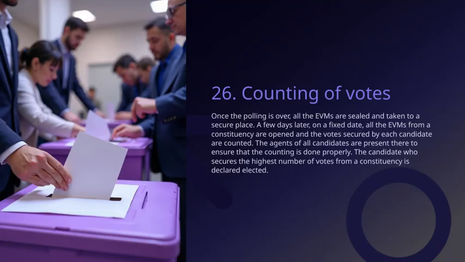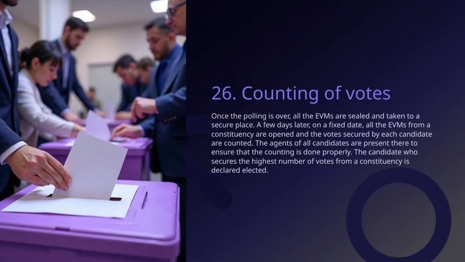Once the polling is complete, all the electronic voting machines, or EVMs, are carefully sealed to ensure the integrity of the votes. These sealed EVMs are then transported to a secure location where they are stored safely until the counting day. A few days later, on a predetermined date, the process of counting begins.